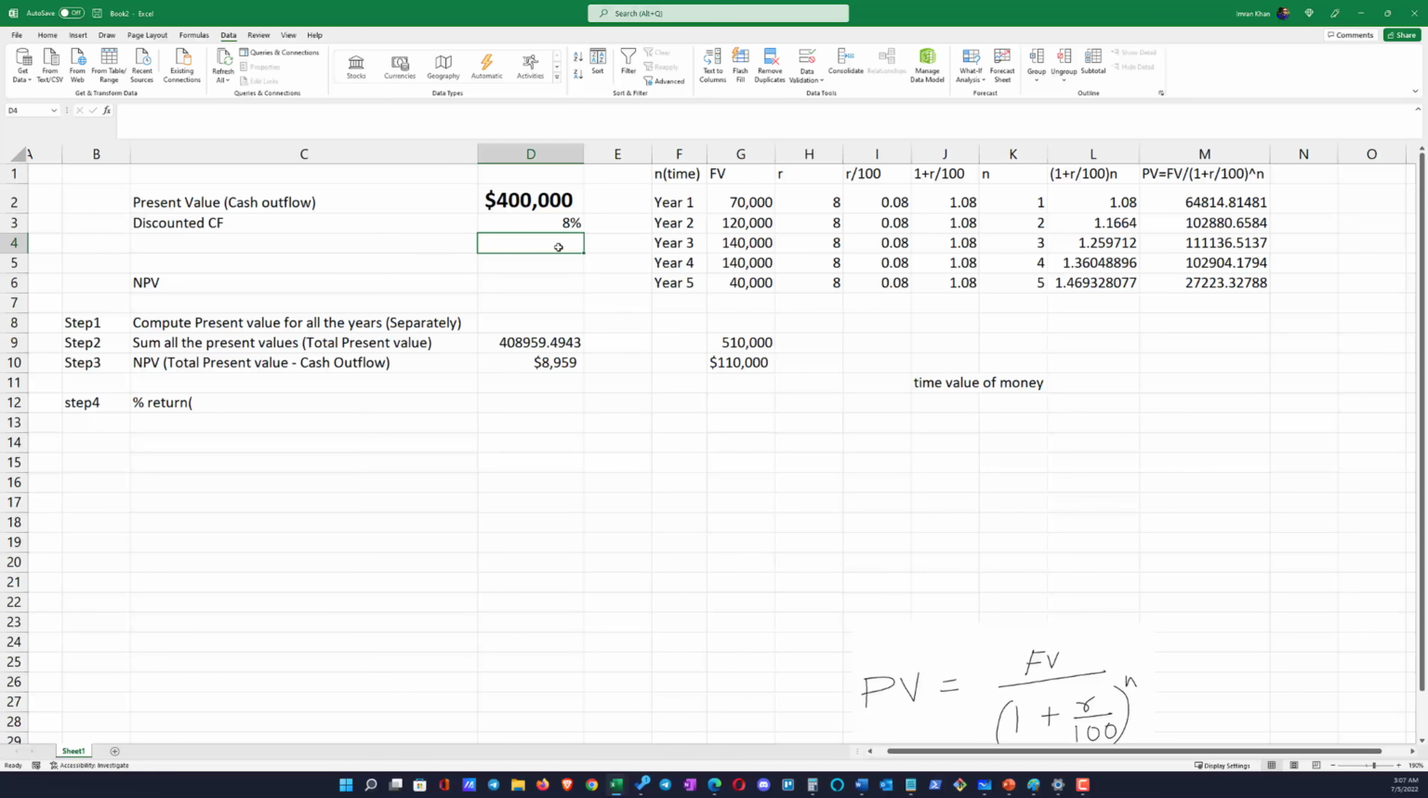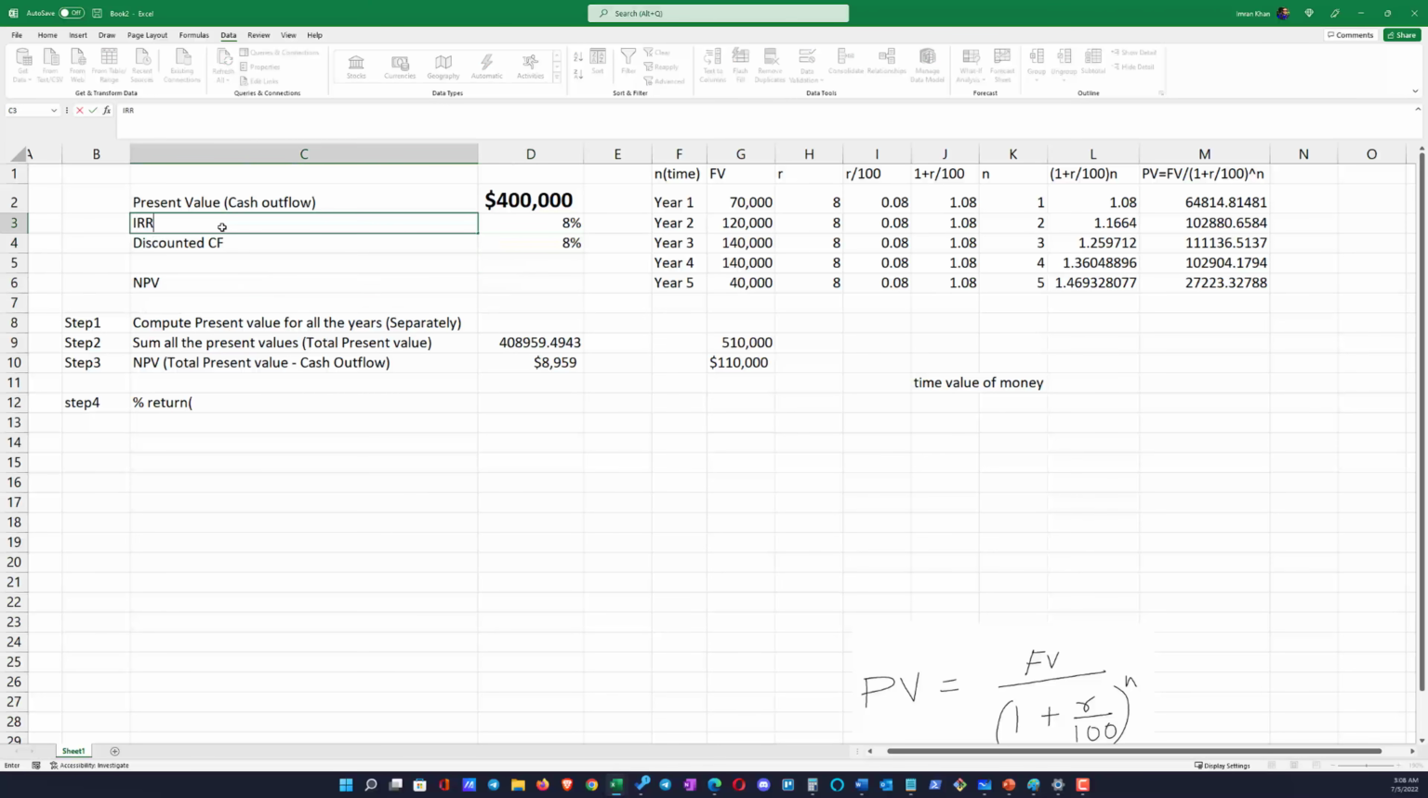Now, there is a simple trick to find out how to compute internal rate of return. So this number has to be higher, right? When you increase this number, this net present value should become 0. So what I'm going to do is copy the same number here. This contract cash flow is 8%. I'm just going to write IRR, the percentage return, here only.